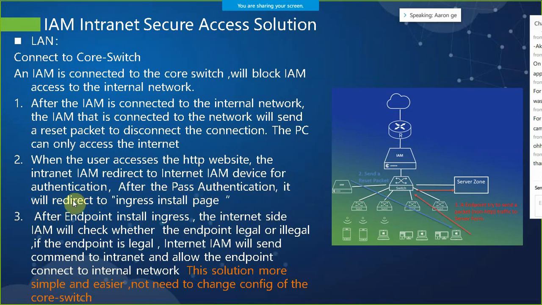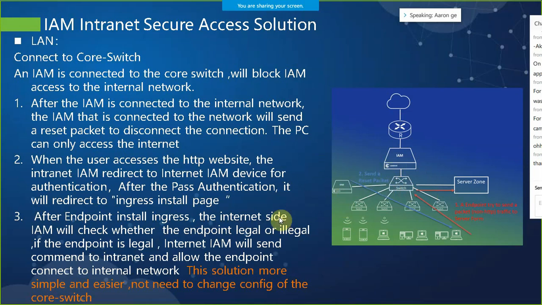After passing authentication, it will redirect to the ingress install page. So this is also binding authentication with security ingress access control. As we know, we can detect the device's OS information and patch installation, whether the PC has installed specified patches, or whether the specified antivirus software has been installed. So IAM can also check this kind of information to do the access control.